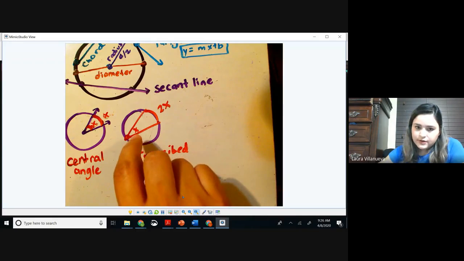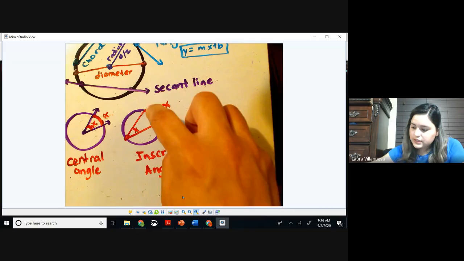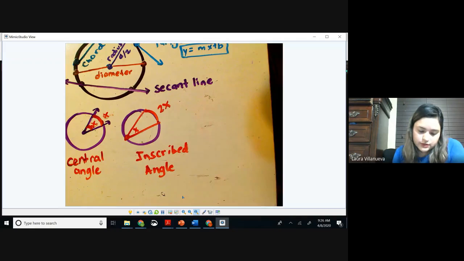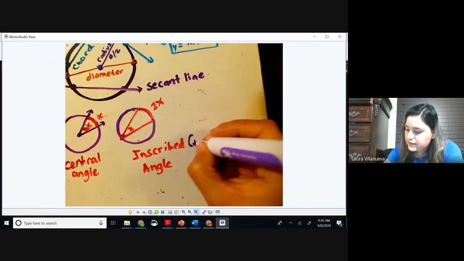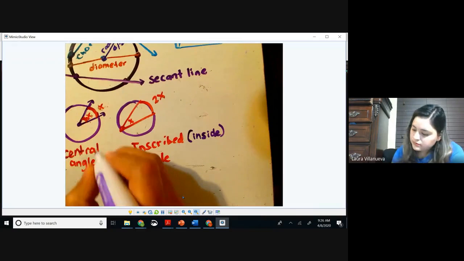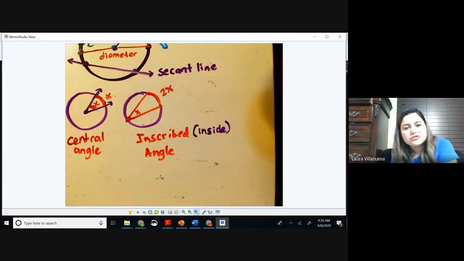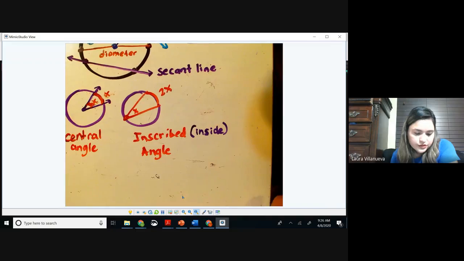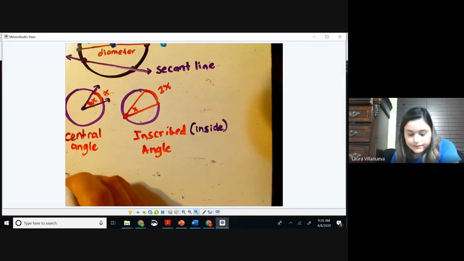If this angle is 50, then the arc is going to be 100. And that's the inscribed angle. Think of it as inside. And this is central. It already says central, so I'm not going to put center. You should already know.